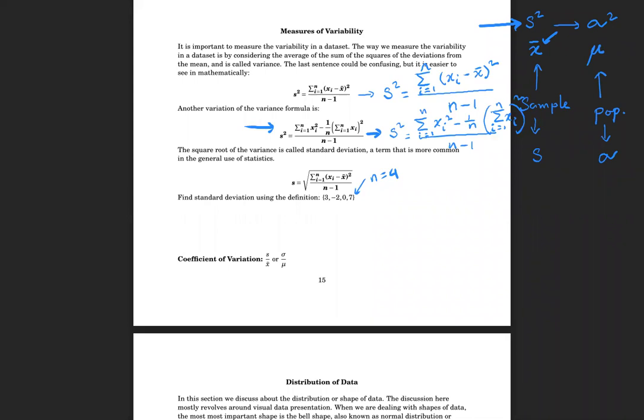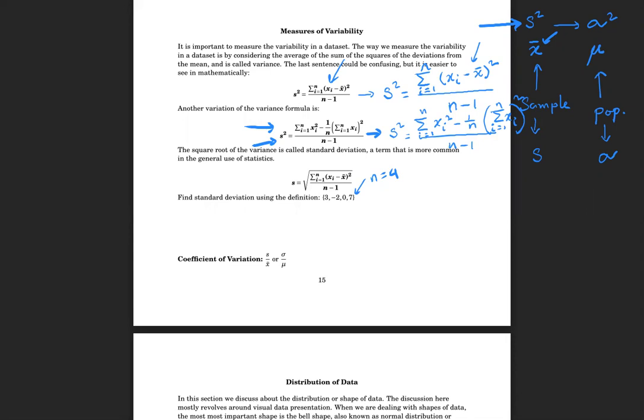Now, let's go ahead and actually do a problem using it. Let's go ahead and do a problem using this. First, I'm going to use this formula so that you can understand how to find standard deviation with it. Second, I'm going to use the other formula. So I'm going to do it both ways so that you feel comfortable using either of these equations.